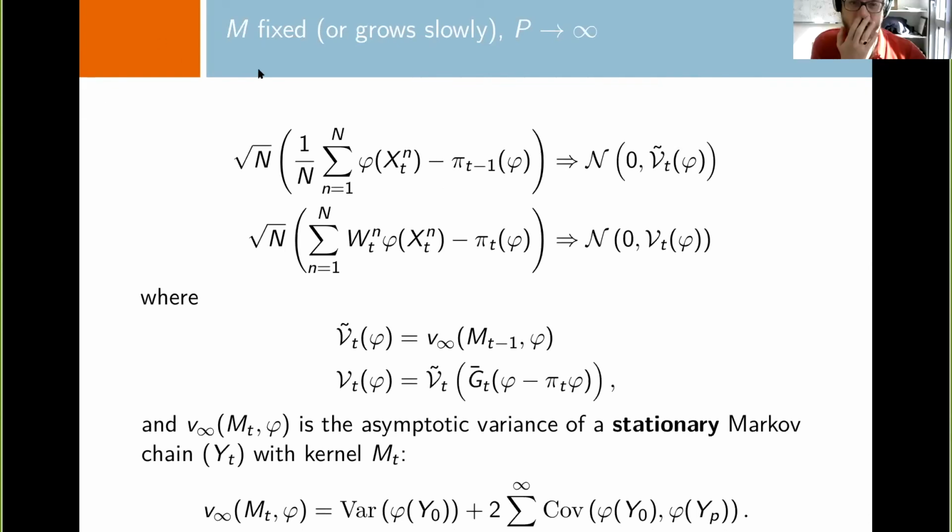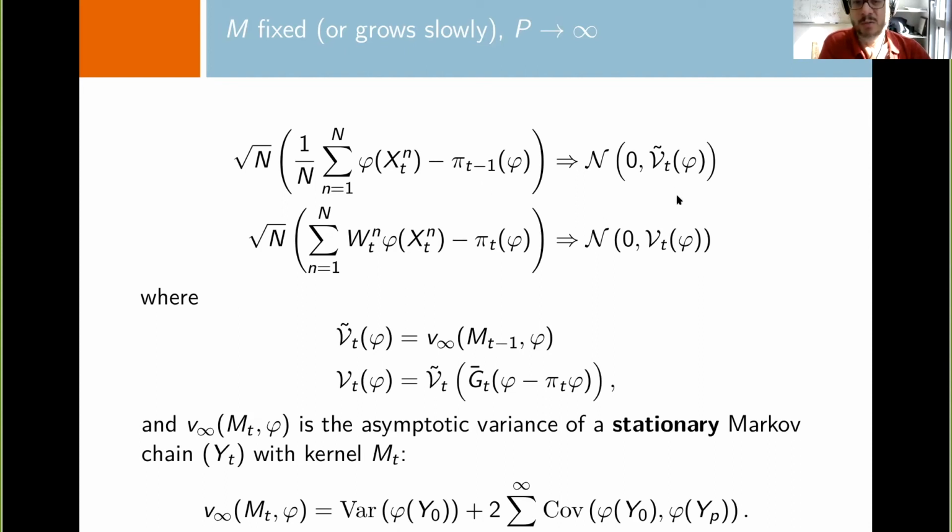You're welcome. So we have this kind of asymptotic result in the paper where we say that if you keep M, the number of resampled particles, fixed, or if you make it grow more slowly than N, and even if P goes to infinity, that means the total number of particles goes to infinity, but maybe the number of resampled particles you keep is fixed. Then you have this kind of central limit theorem, which is typical in SMC, with this asymptotic variance that depends on time.